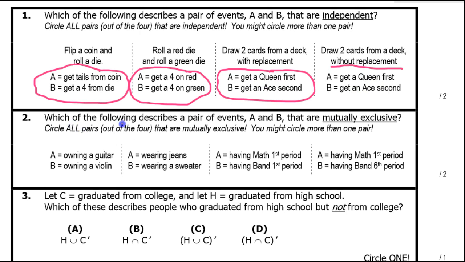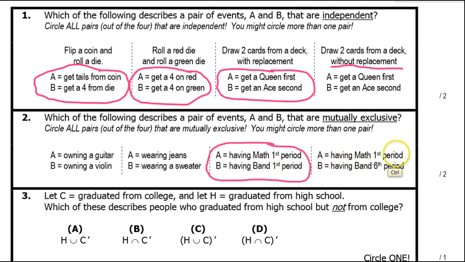Now, which of the following describes a pair of events A and B that are mutually exclusive? Mutually exclusive means that both events cannot happen at the same time or to the same person. So if one event is owning a guitar and another event is owning a violin, those are not mutually exclusive because a person could own a guitar and a violin. Wearing jeans and wearing a sweater, those are not mutually exclusive because you can picture a person wearing jeans and wearing a sweater. Having math first period, having band first period. These are mutually exclusive because your first period class cannot be both math and band. You're either going to have one or the other.